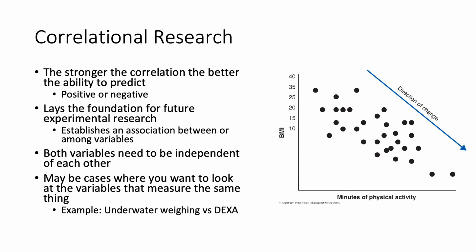One important thing to note is that both variables that you choose need to be independent of each other, meaning you don't really want the variables measuring or calculating the same thing. So for example, if you are looking at BMI and you want to look at the actual energy expenditure, both are calculated using body weight, so they are not independent of each other since they're both looking at body weight.